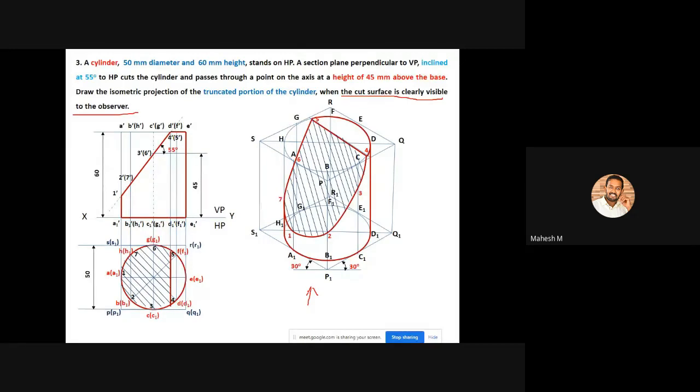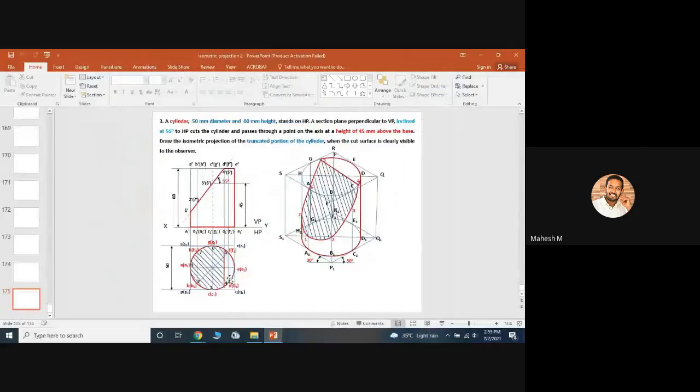Okay, so that's all about today's class. Now the time is 2:55. So try to complete these two problems, and in today's classwork, you have to submit the two problems. One is the cylinder, and another one is the pentagonal pyramid.